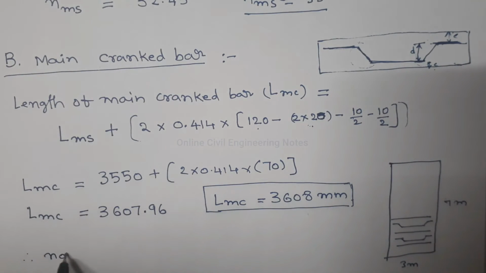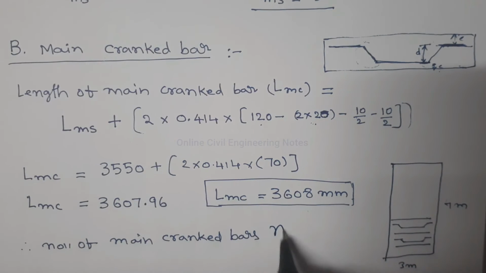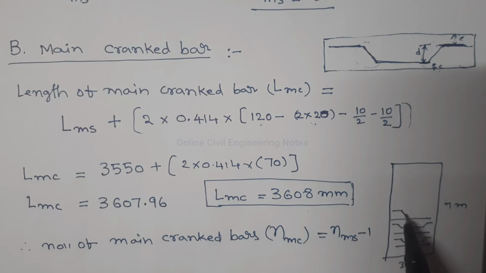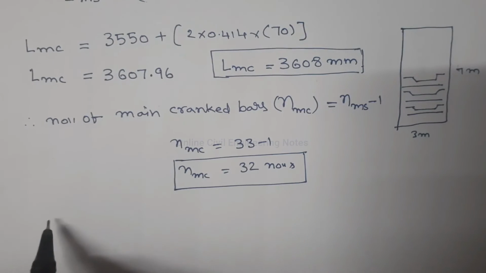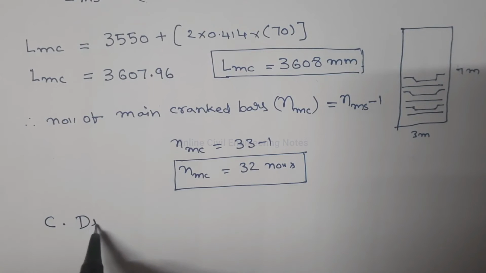Therefore, number of main cranked bars is equal to number of main straight bars minus 1. See the arrangement like this. Total, we get 1 bar less than this number of straight bars. 33 minus 1. Next bar is distribution bar.